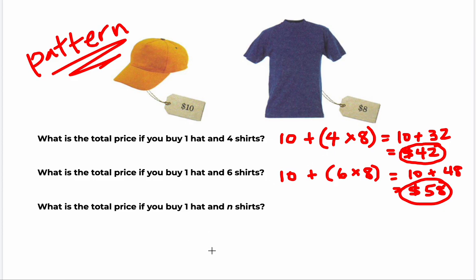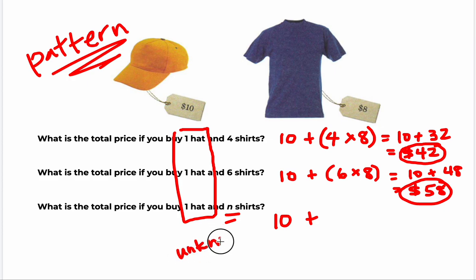So now for the last question, they're asking what is the total price if you buy one hat again? These were all asking for one hat. So we're going to follow that same pattern, 10 plus, because we're always talking about one hat. And now it's N shirts. You notice there's a letter that's being used to represent, like we said, the unknown. We have no idea what that number is. We usually see N represent number, but they could have used any other letter like X or Y or A or B. But they don't know how many shirts there are, so they're putting N instead.